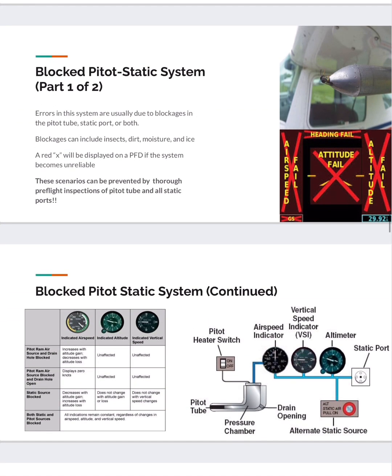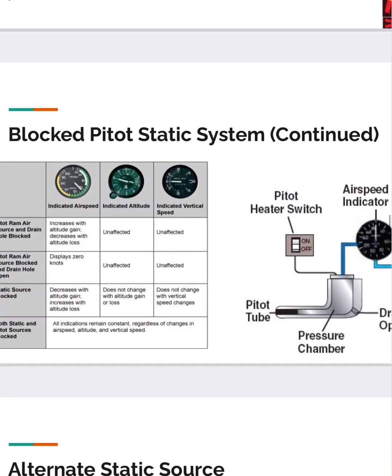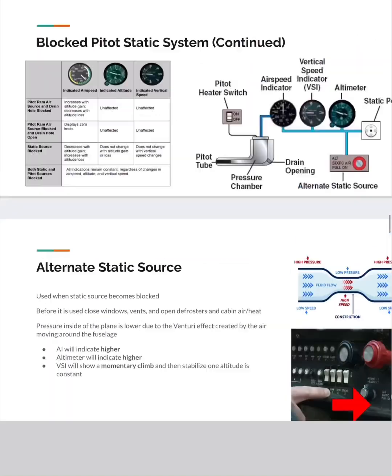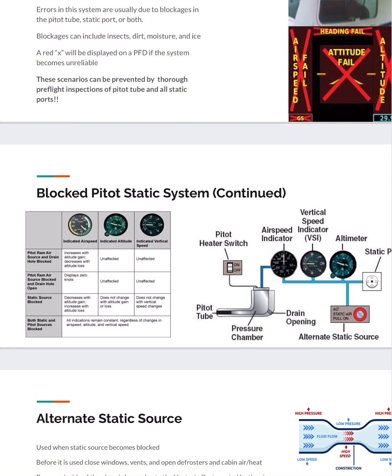Now let's talk about some blocked pitot-static system situations. Let's go down here first. We'll go through a few different scenarios. So, pitot ram air source and drain hole blocked. It could be an icing scenario. It could be some sort of debris, maybe an insect got in there.